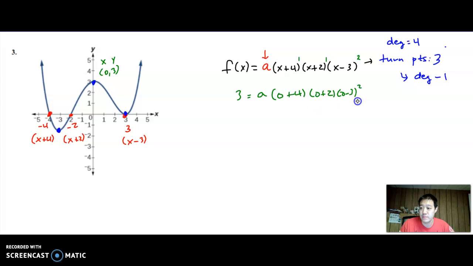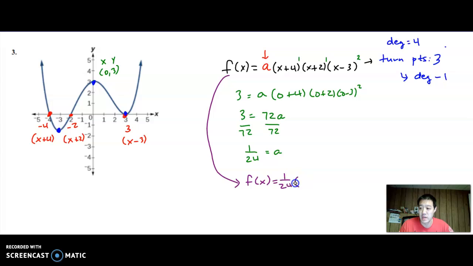Okay, so when I work out the right-hand side, that's going to be 4 times 2, times 9, positive 9, because negative 3 squared. And so here you end up with 72a. And when you divide 72, this simplifies to 1 over 24 equals a. So my final function is f of x is equal to 1/24 times x plus 4, x plus 2, and x minus 3 squared.